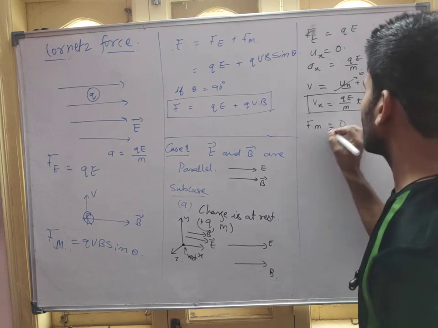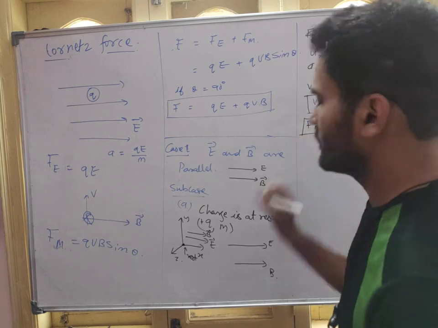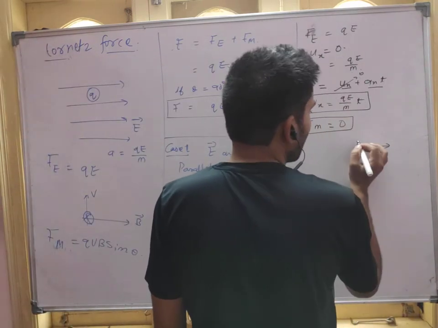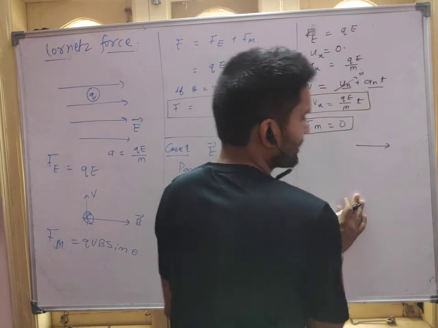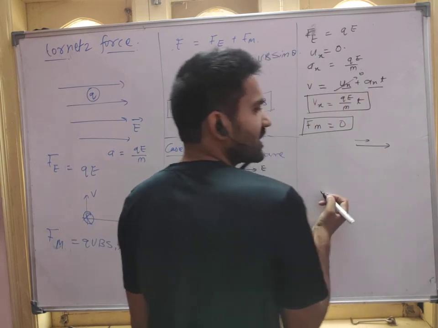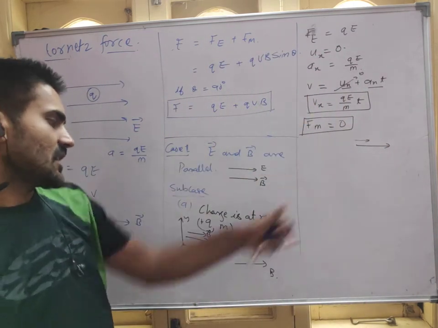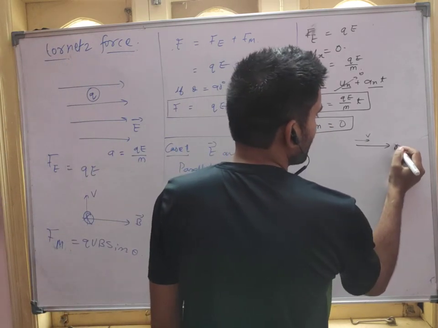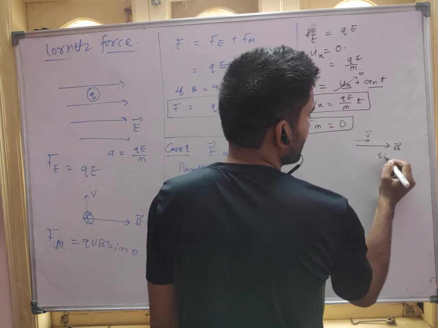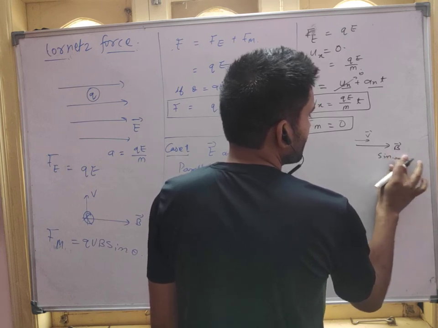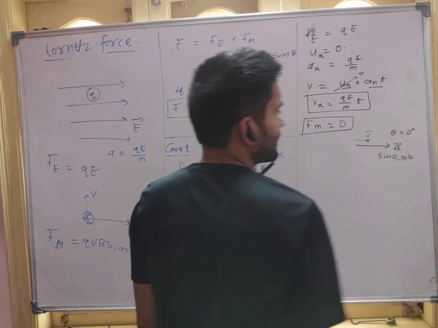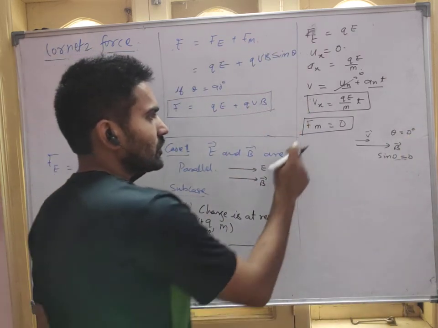I think it will be 0. Why? See, the charge is here. The charge has now started; initially it was at rest. Now it has started moving in this direction because of the electric field. When it starts moving in the direction of the field, we know that sine theta, sine 0 is 0, and here theta is equal to 0. Okay, so it will be 0.